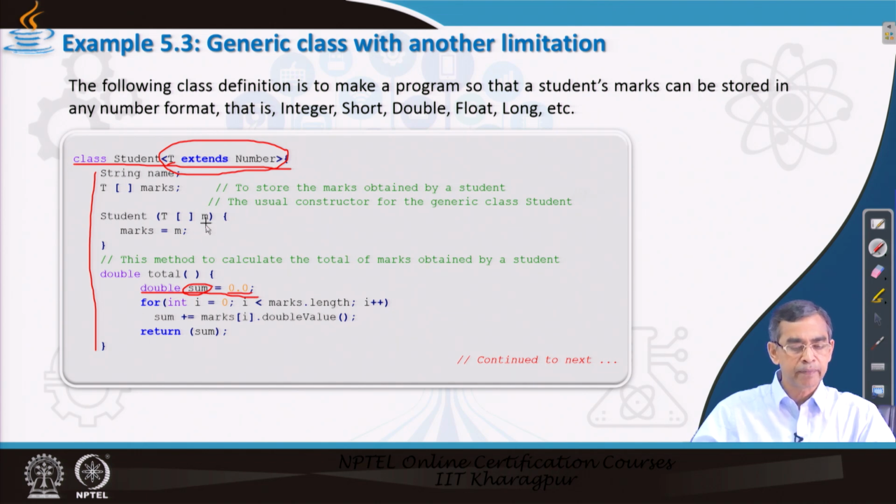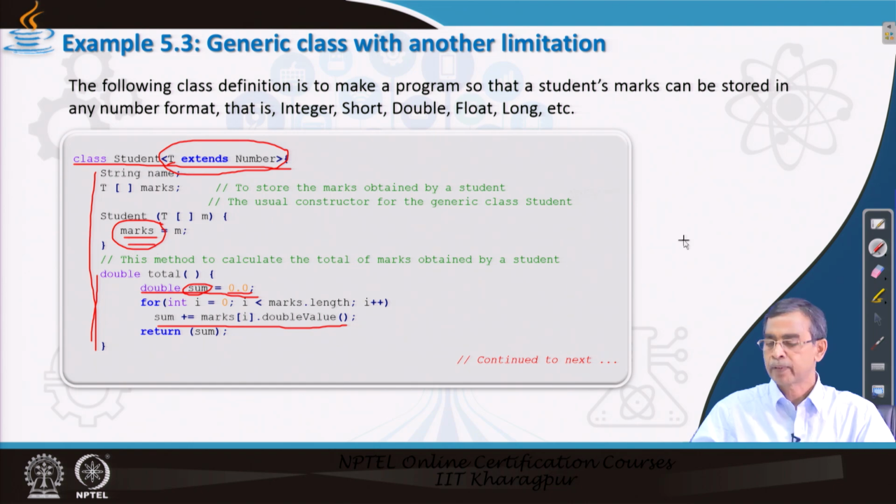For a given collection which is stored in marks, marks is basically a collection of numbers of any type, and it will calculate the sum of all values which are stored in this array marks, and then return sum. So, this method basically calculates the total of all the values which are stored in the array. So, this is a pretty simple concept.